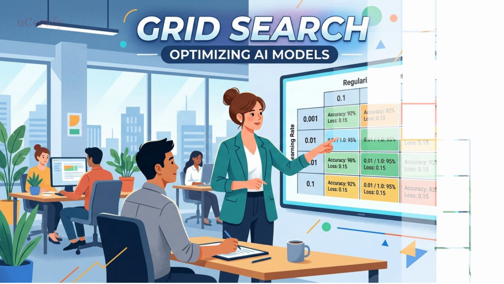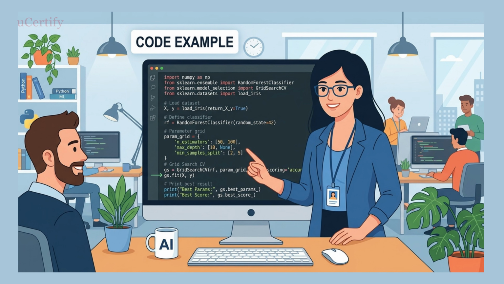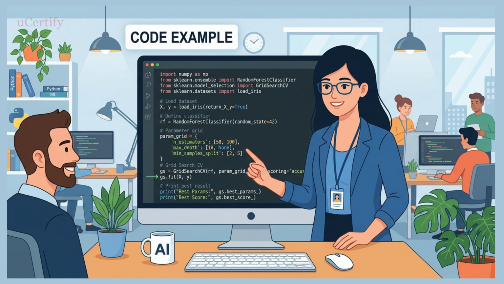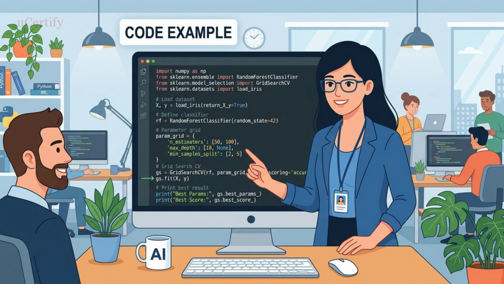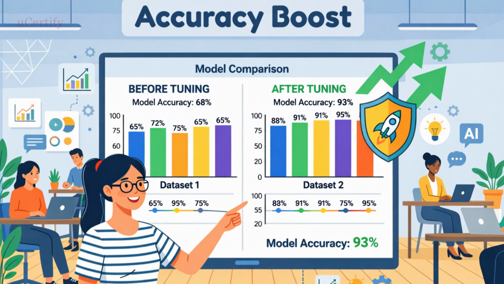GridSearch systematically explores hyperparameter combinations to pinpoint the best performer. This code snippet demonstrates GridSearch and cross-validation using scikit-learn in Python. Tuning significantly boosts accuracy, leading to better model performance and more reliable predictions.